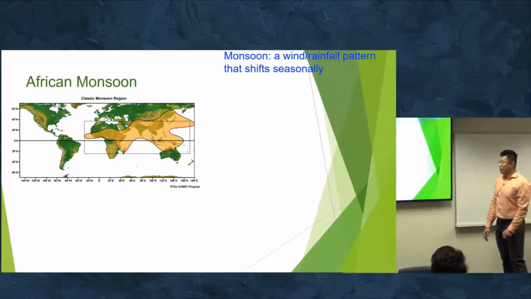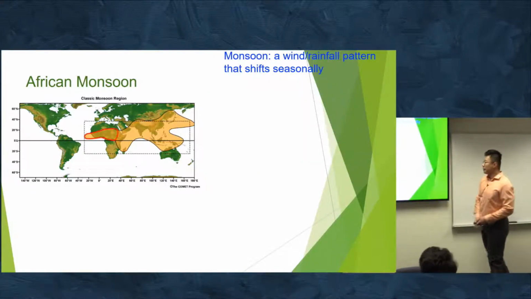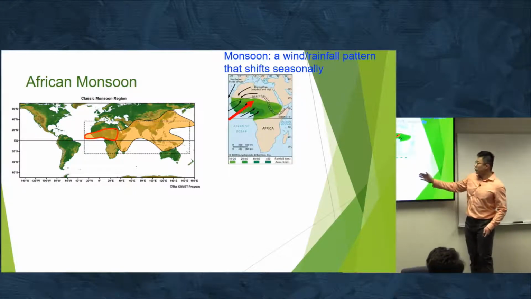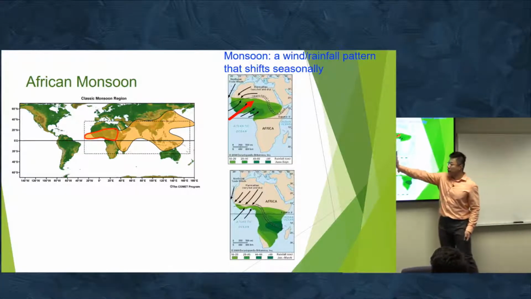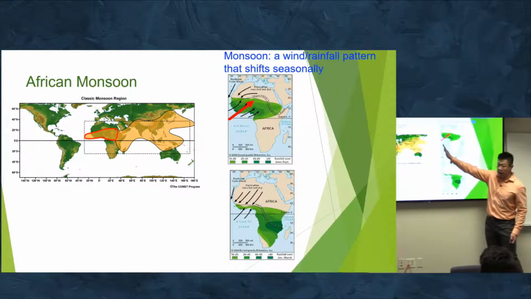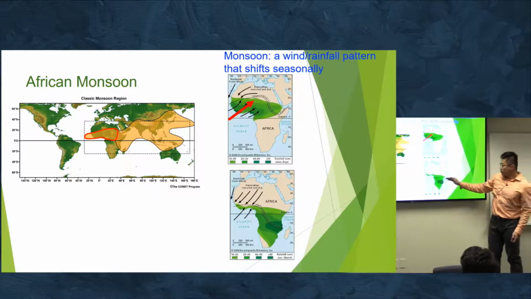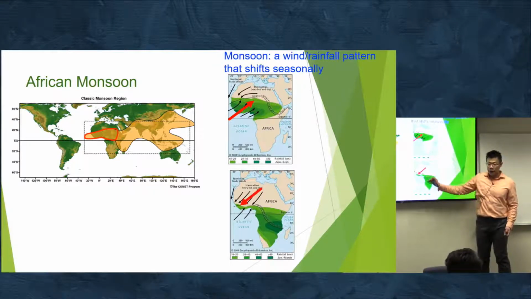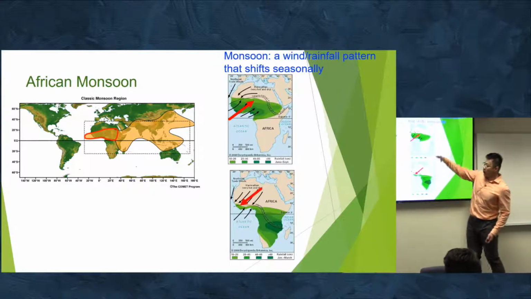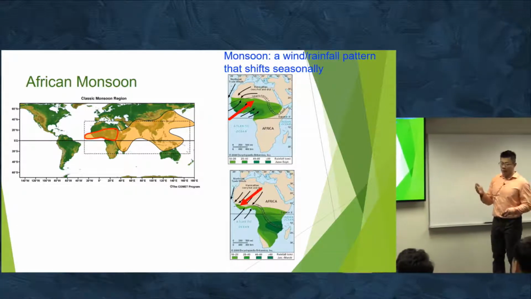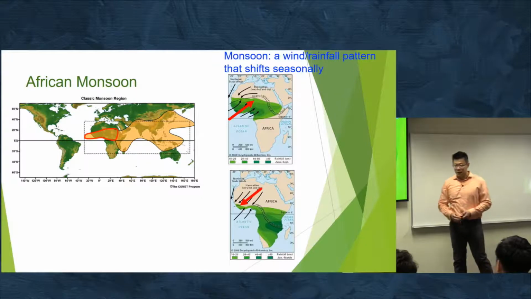Okay, so next is the Africa monsoon. Similarly, the wind pattern is different. This is in July, and this is January. In July, the wind goes from the Atlantic Ocean to the Sahel, and in January, the wind has the opposite direction, and the rainfall pattern also changes. So this is the Asia and Africa monsoon.